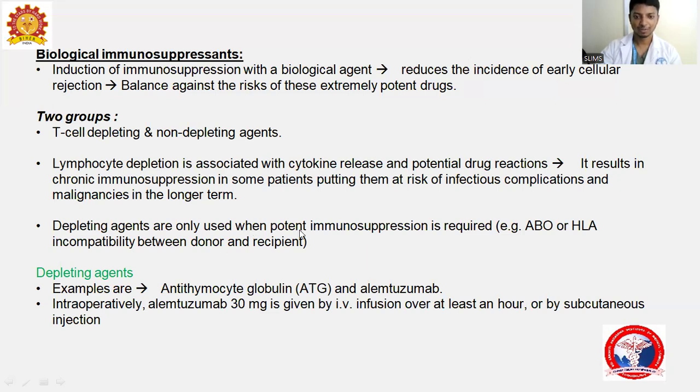Depleting agents are only used when potent immunosuppression is required. This is when there is any HLA or EBV incompatibility between the donor and the recipient. Depleting agent examples are anti-thymocyte globulin and alemtuzumab. Intraoperatively, alemtuzumab, usually 30 mg, is given by infusion over an hour or by subcutaneous injection.